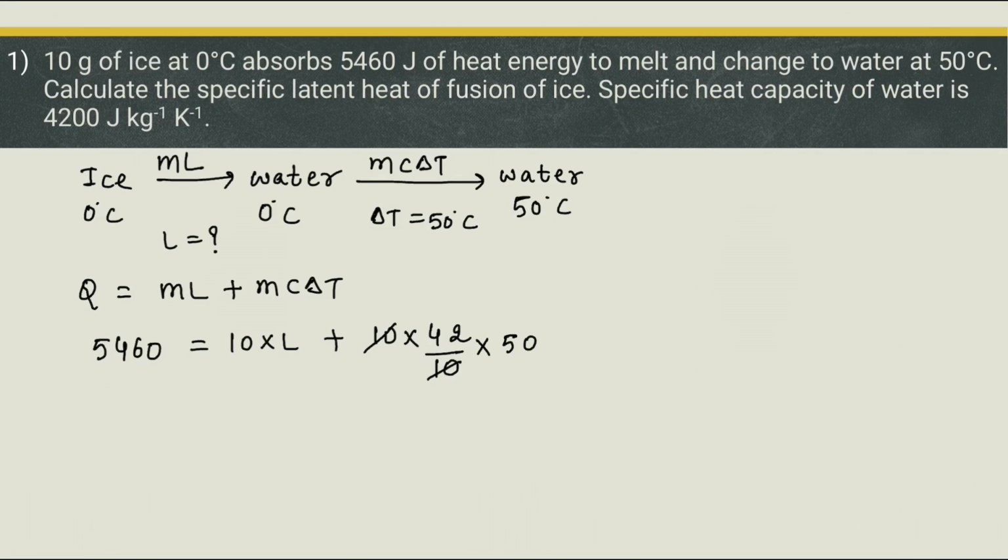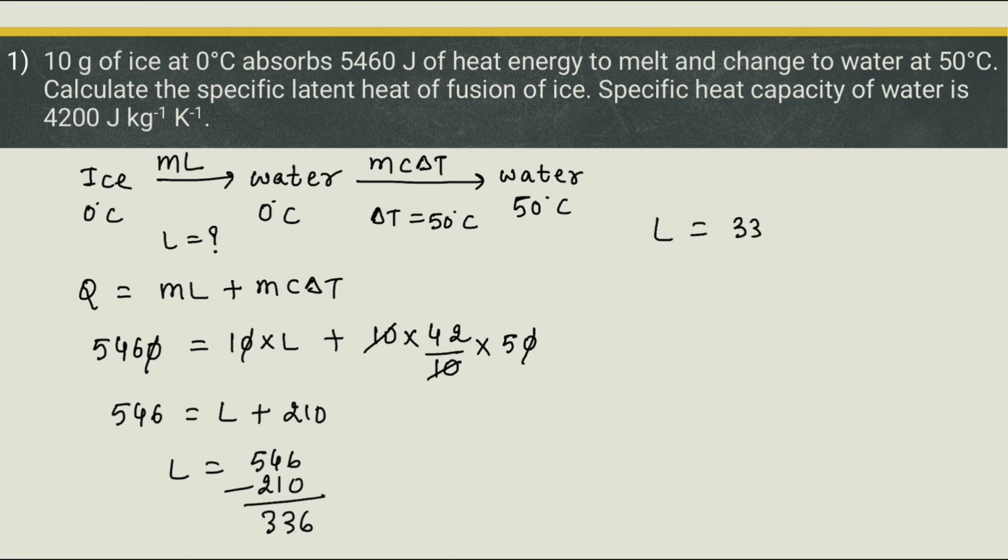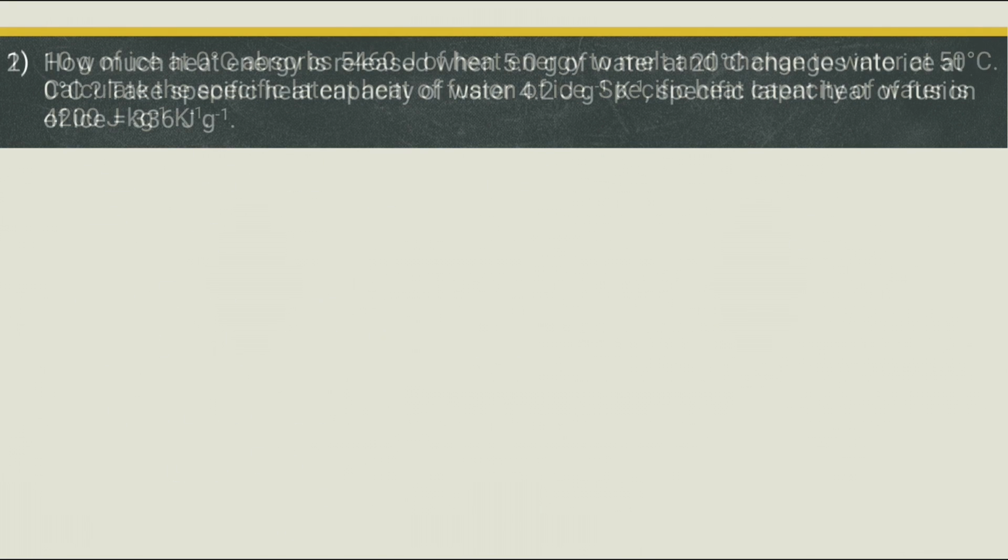So we can cancel one zero from both the sides. So 546 is equal to L plus 42 into 5 is 210. So L is equal to 546 minus 210, that is 336. So L is 336 joule per gram. That is the specific latent heat of fusion of ice.